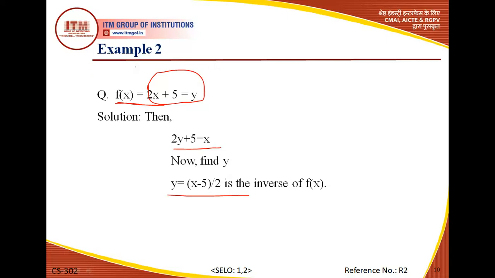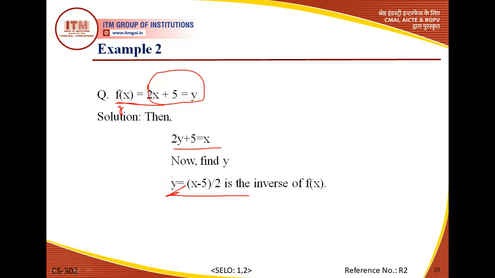So let's see this question once again. What you have done, you have written y instead of f(x). Then you have swapped both variables. It would become 2y plus x plus 5 is equal to x. Then you would find the value of y from this equation. So it will become y is equal to (x minus 5) by 2.